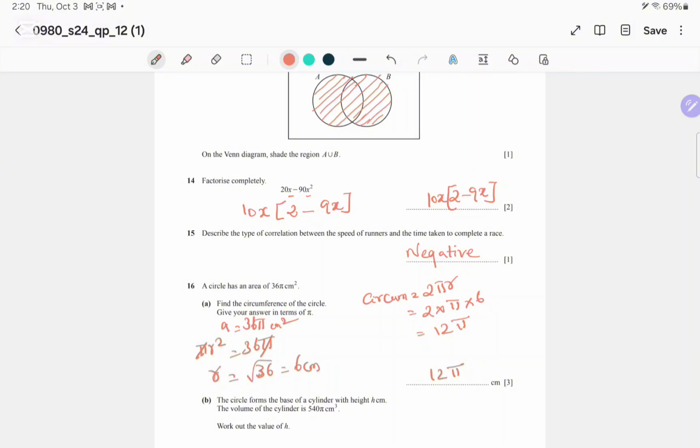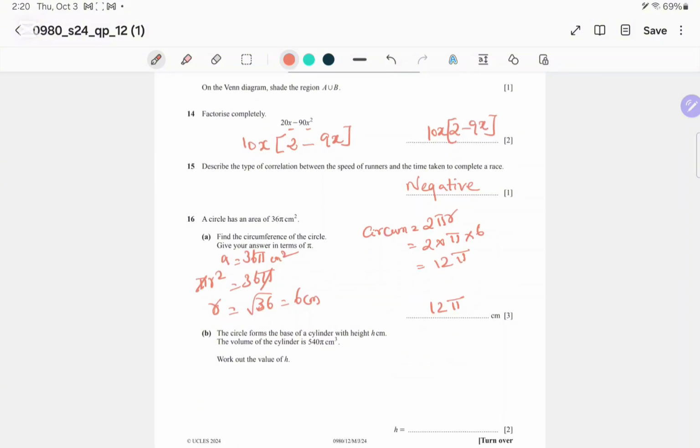Okay. So next part is one more question in B. The circle forms the base of a cylinder with a height h and the volume of the cylinder is 540 pi centimeter cube. So we have to write the volume of the cylinder. Please remember, it is pi r square h. H is not given, you have to calculate. Volume is given, it is 540 pi. Here we have to write pi into r square. From the previous part it is 6 square into h.